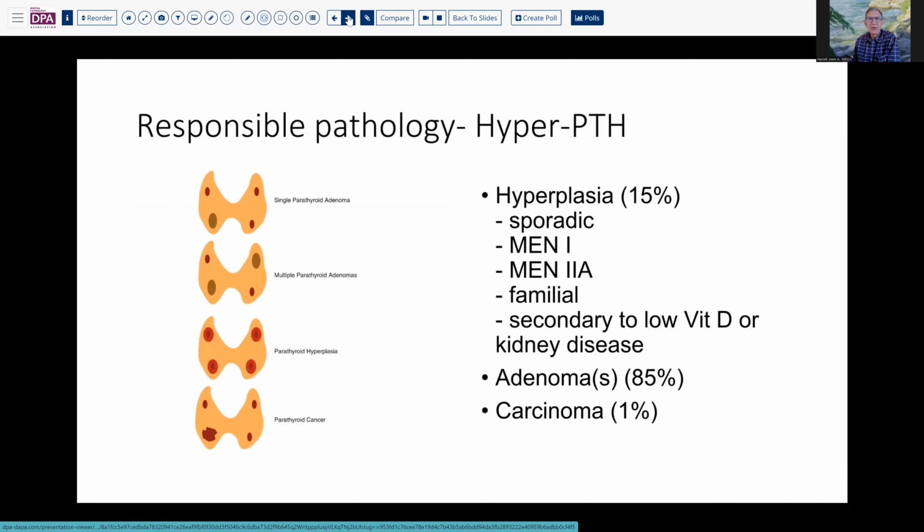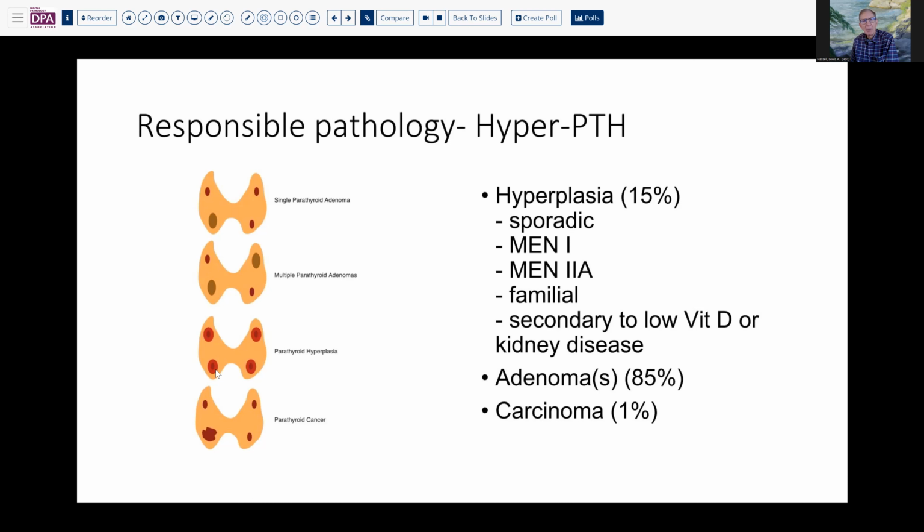Most typically, this is hyperplasia. Well, excuse me, not most typically. Most typically, this is an adenoma, a small benign neoplasm that is producing excess PTH. And so that may be localized as a single gland that's enlarged, or maybe on occasion a dual gland that is enlarged. And that will be accountable for the excess of PTH.